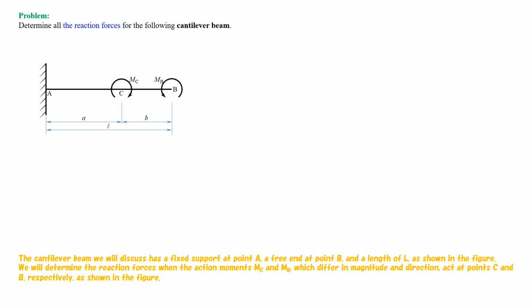The cantilever beam we will discuss has a fixed support at point A, a free end at point B, and a length of L, as shown in the figure. We will determine the reaction forces when the action moments, MC and MB, which differ in magnitude and direction, act at points C and B, respectively, as shown in the figure.